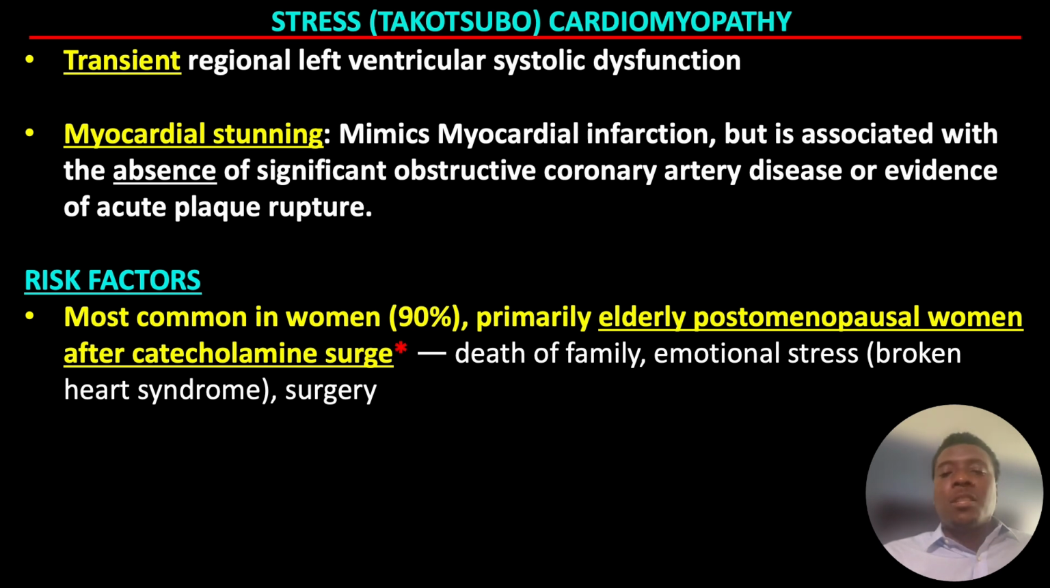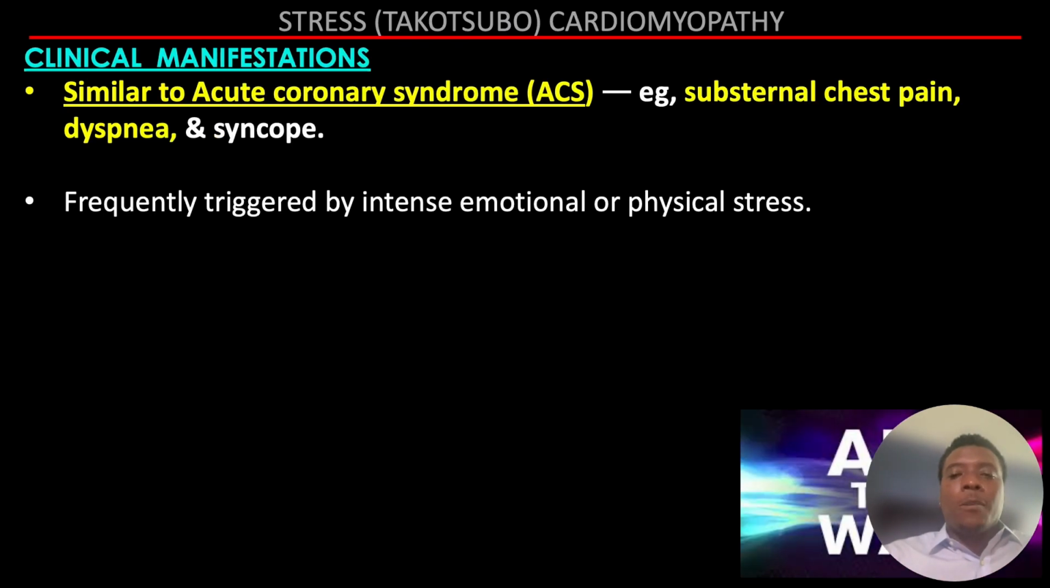Now, who gets this condition most commonly? It's usually seen in older patients, especially post-menopausal women. Now, we believe the reason why it's in post-menopausal women is because after menopause, they lose the protective effect of estrogen on the heart. But the most important component of this is what we call the catecholamine surge. They get the surge of epinephrine, the surge of norepinephrine, and that results in the heart working harder, and that stuns the heart. So that surge of catecholamines is like the slap to the heart that stuns the heart in this condition as well.